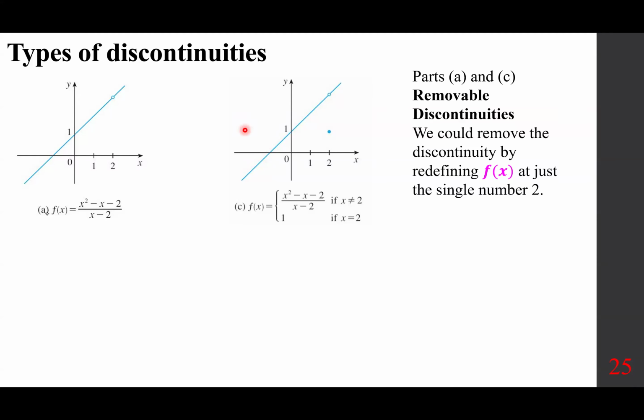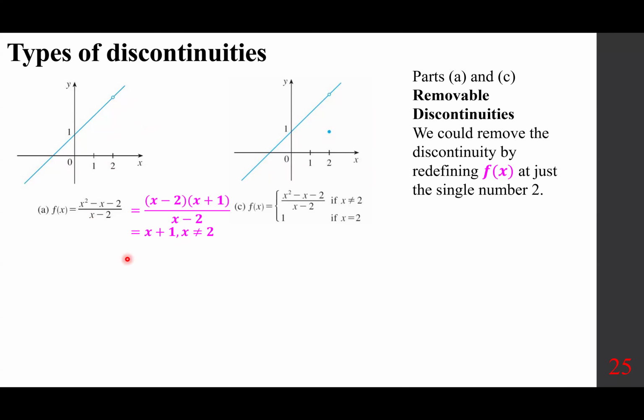So parts A and C are known as removable discontinuities. In short, we can fix them. We could remove the discontinuity by redefining f of x at just the single number 2. Now, I'm going to remind you, when we have a rational function, we have to exclude what makes the denominator 0. So if you simplify, in this case, x minus 2 times x plus 1 over x minus 2, with x minus 2 crossed out, you get x plus 1. Y equals x plus 1 is the line. And this function is the line with a hole at x equals 2, because x can't be 2.